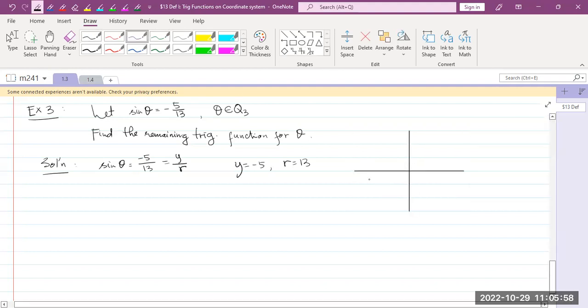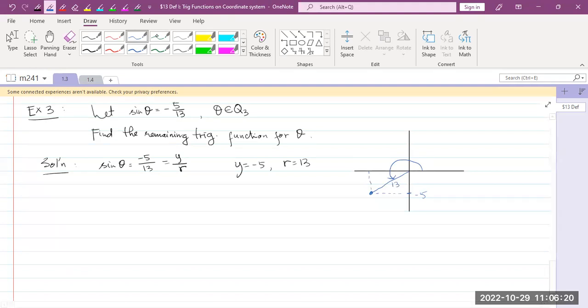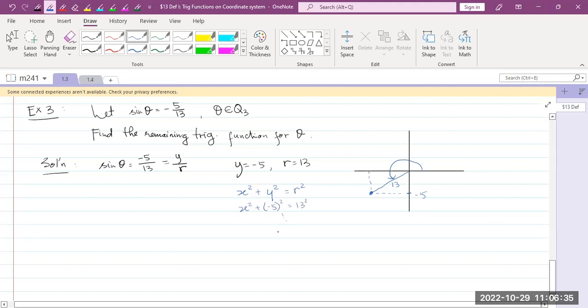So imagine you have a coordinate in quadrant 3, and the y is -5. This is the theta. Now, can you tell what's the x, if the r is 13? You use the Pythagorean theorem. So x squared plus y squared equals r squared. X squared plus negative 5 squared equals 13 squared. You will see x squared equals 144. X, therefore, is plus or minus 12, right?